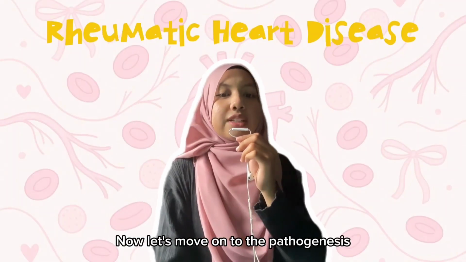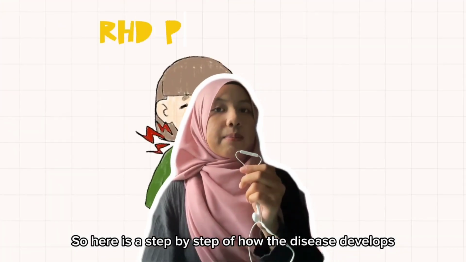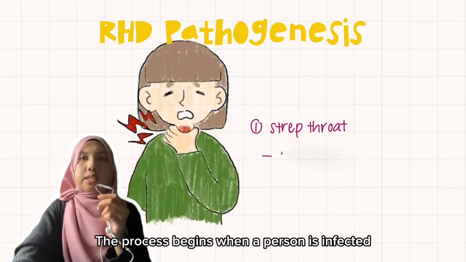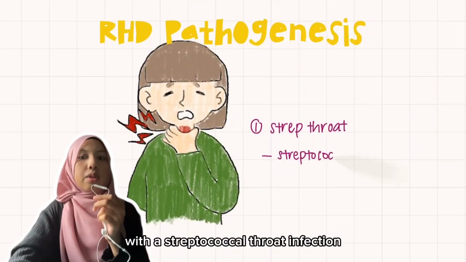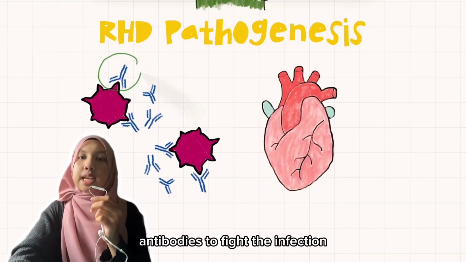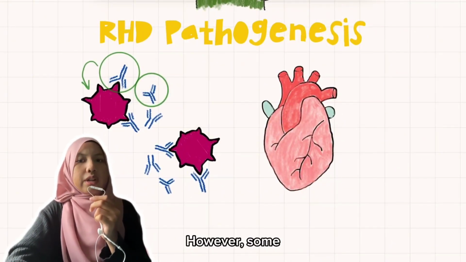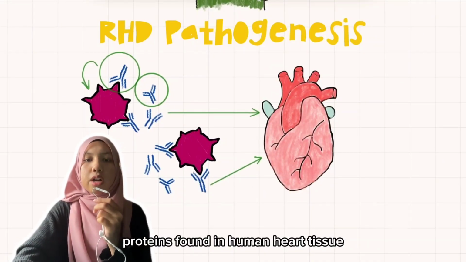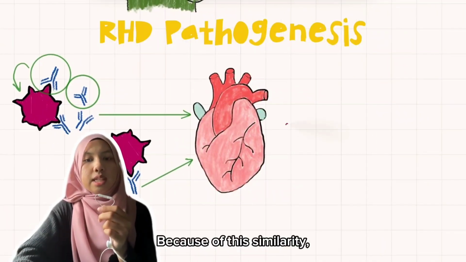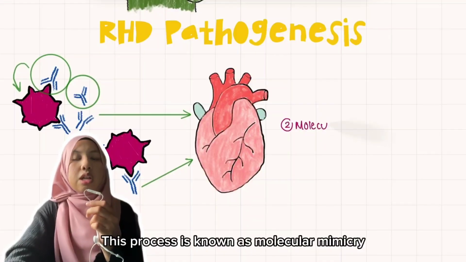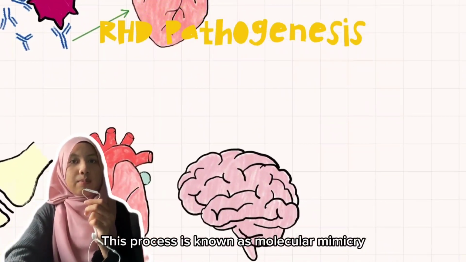Now, let's move on to the pathogenesis of rheumatic heart disease. Here is a step-by-step of how the disease develops. The process begins when a person is infected with a streptococcal throat infection. When the bacteria enter the body, the immune system produces antibodies to fight the infection. However, some proteins on the bacteria are very similar to the proteins found in human heart tissue. Because of this similarity, the antibodies become confused and accidentally attack the body's own tissues. This process is known as molecular mimicry.